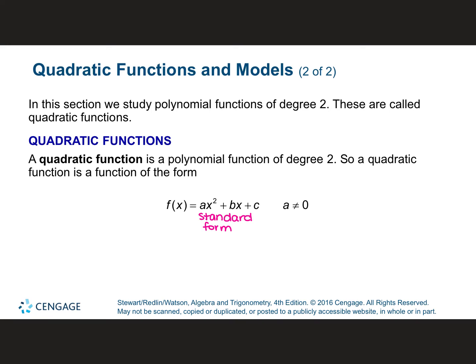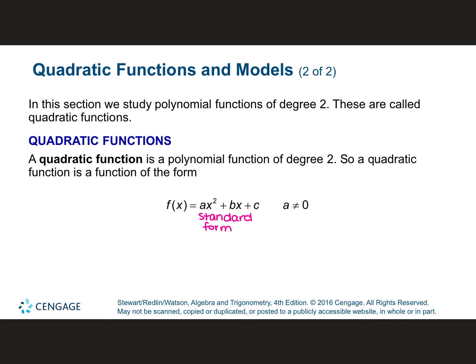3.1 goes over your quadratic functions and different ways that you're going to see these quadratic functions. You're going to see these in ways that we call standard form and vertex form. Your first equation that you see here, that f of x is equal to ax squared plus bx plus c, we're going to call that standard form.